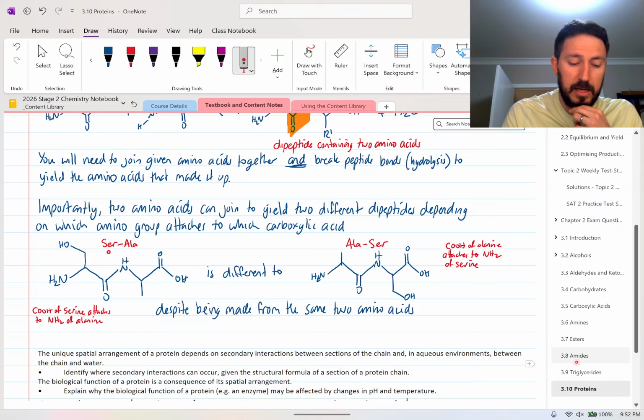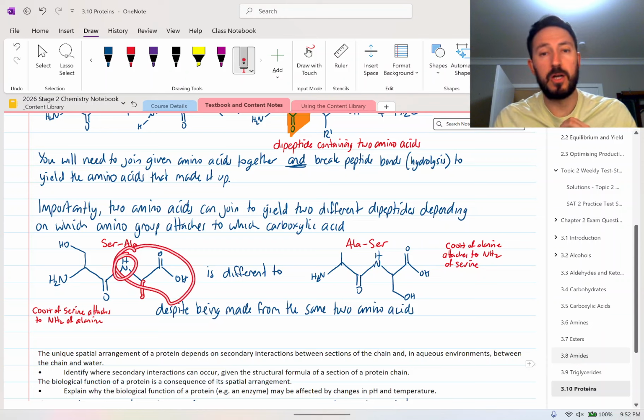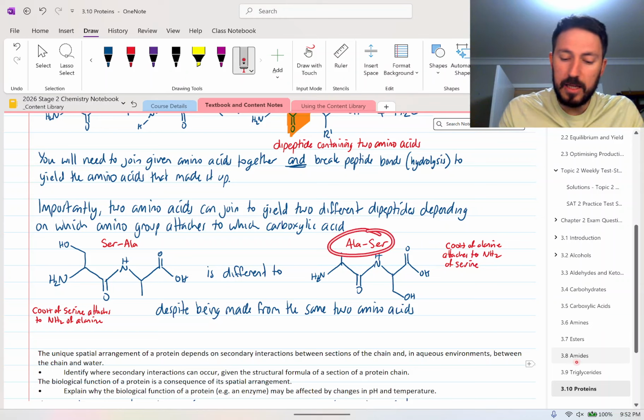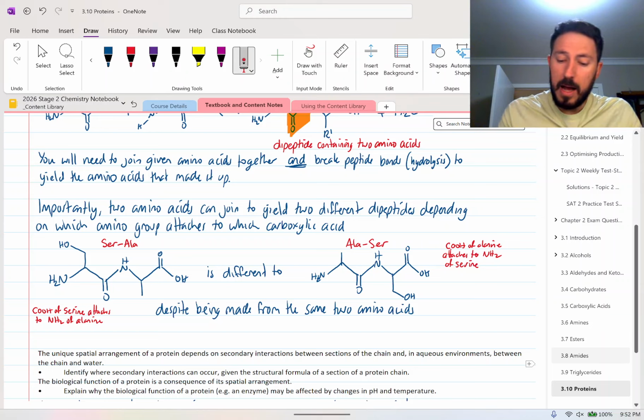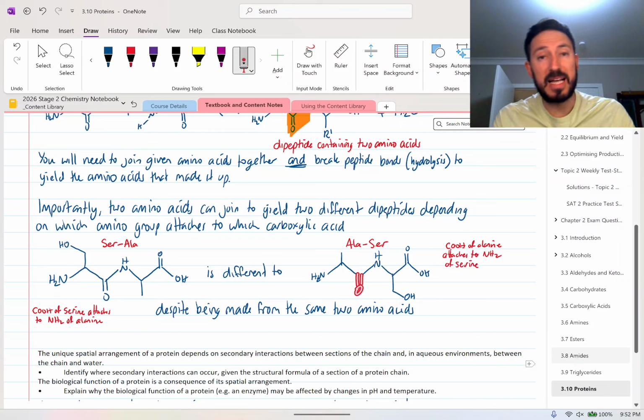If you make SER, ALA, joined together like that, it is joining them in this specific way, where our serine is attached via its carboxylic acid side to our alanine through its amino side. If you were to swap the orders, you'd make ALA SER, alanine serine, and you'll see how the alanine is attached via its carboxylic acid side to the amino side of the serine. So it's opposite. These are different. They have different functions, they have different purposes. The order of them matters.